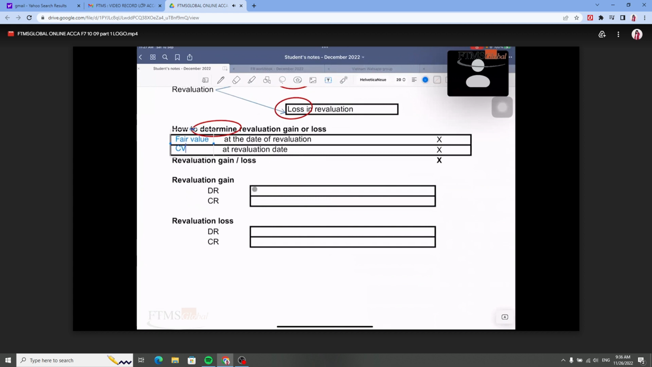If it's a gain, it will credit this revaluation reserve. Sometimes people call it revaluation surplus. The latest one is called surplus, but sometimes I still use revaluation reserve. And you will debit to PPE.